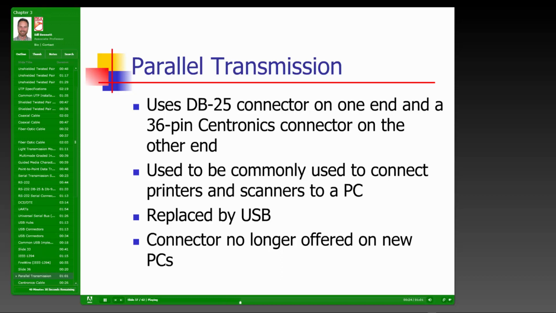But externally on the computer, we used to use parallel cables to connect to printers and even scanners for a period of time. And they used a DB9 connector on one end, the end that connected to the computer, and then they had a 36-pin Centronics connector on the other end, and that was the end that connected to the scanner or connected to the printer. It was used commonly to connect, as I said, printers and scanners to PCs, replaced by USB, and the connector is no longer offered on new PCs. You can't even find a parallel port on your new PCs.